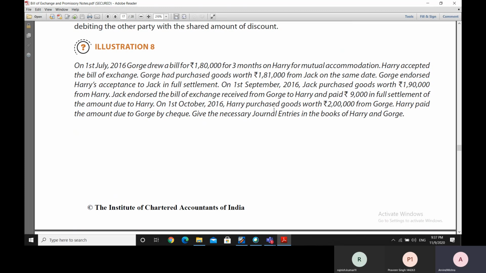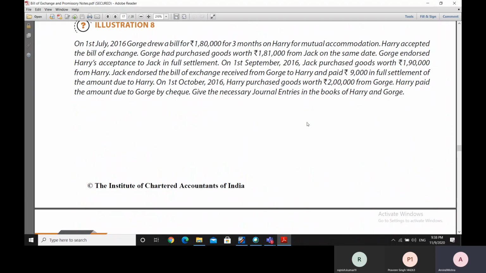Now on 1st of October 2016, because here it was 1st of July 2016, and on 1st of September this has happened, and now on 1st of October, Harry has purchased goods worth 2 lakh rupees from George. So Harry has purchased the goods. Now Harry has to make the payment. So Harry paid the amount due to George by check, and we have to give the necessary journal entries in the books of Harry and George.